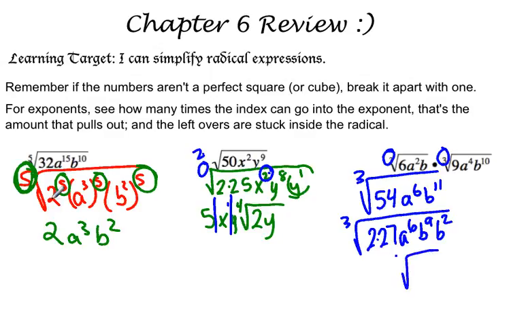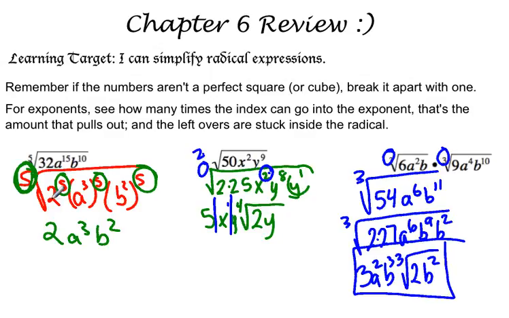The 2 once again gets left on the inside, but the 27 comes out as a 3. A to the 6 comes out as an a squared. B to the 9th comes out as a b cubed, and b squared gets stuck all alone in there as well. And we end up with 3a squared b cubed times the cube root of 2b squared.